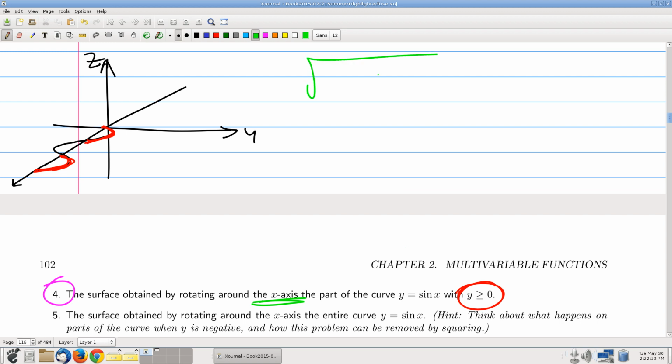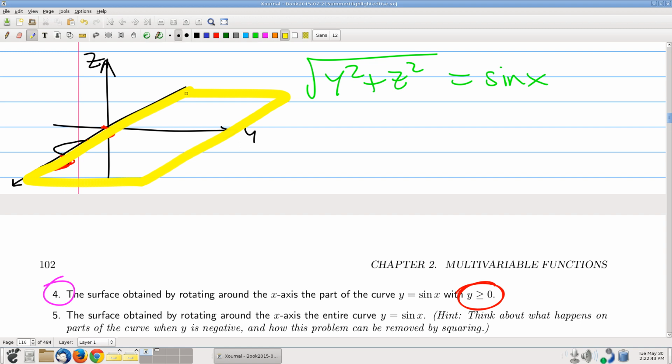Let's try square root of y squared plus z squared equals sine x. We did this kind of backwards, so let's argue forward and confirm that this is what we hope it is. This is rotationally symmetric around the x-axis. And if I want to understand what it is a rotation of, let's look at the part of this curve in this half plane.